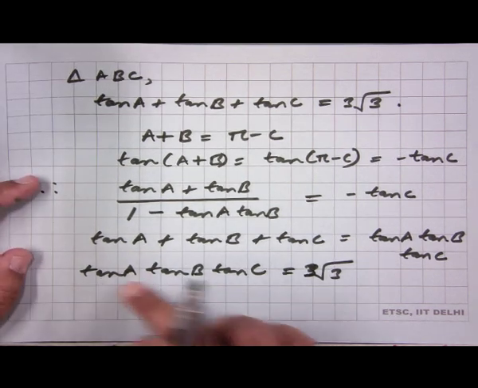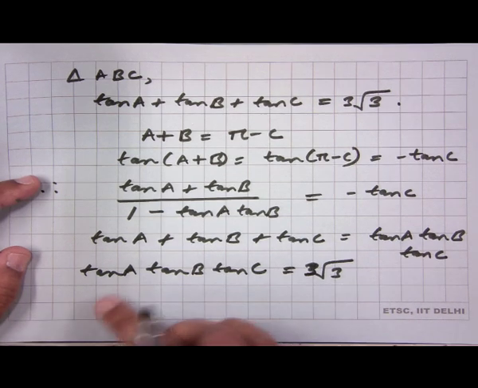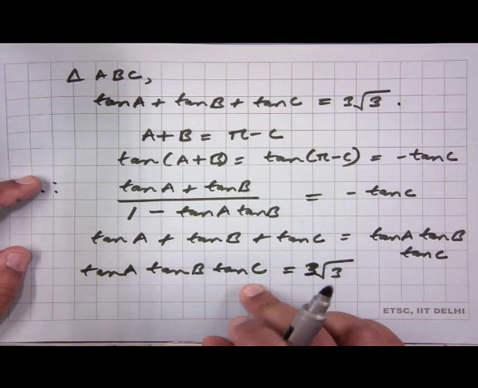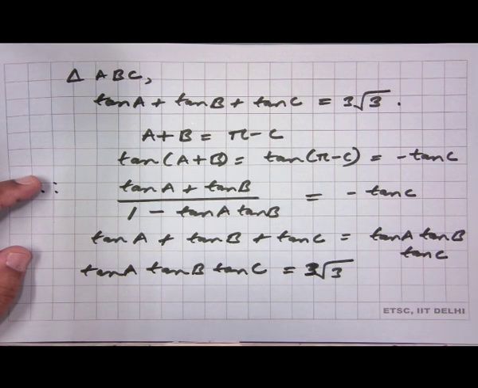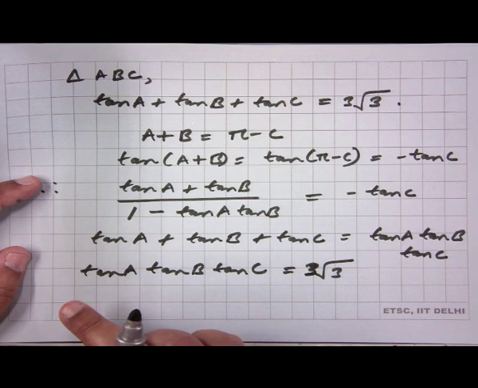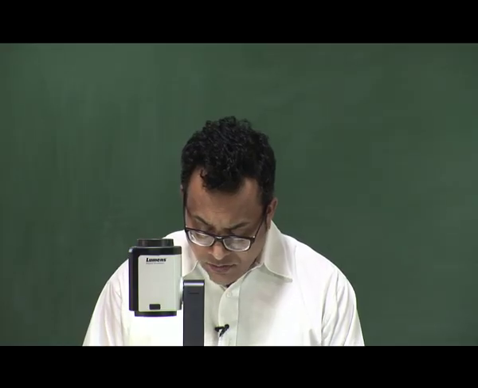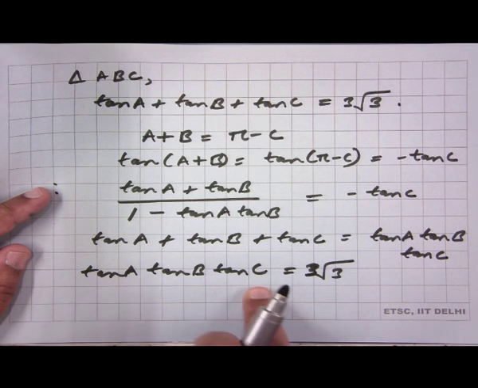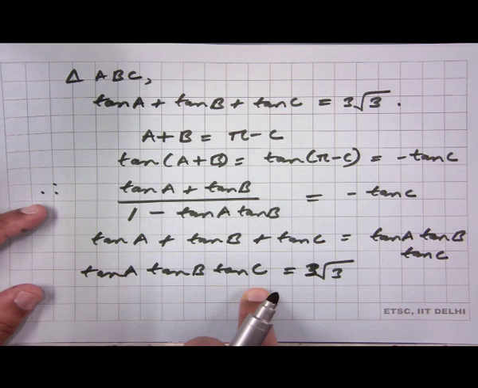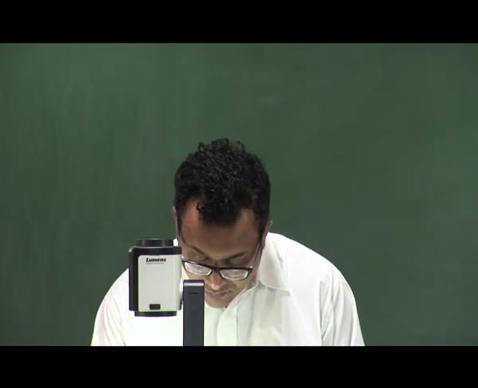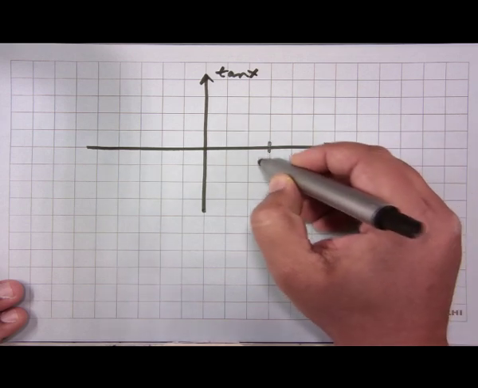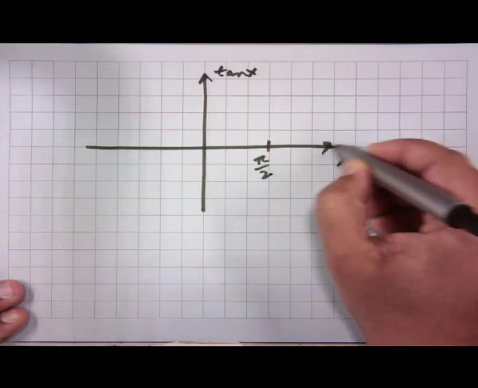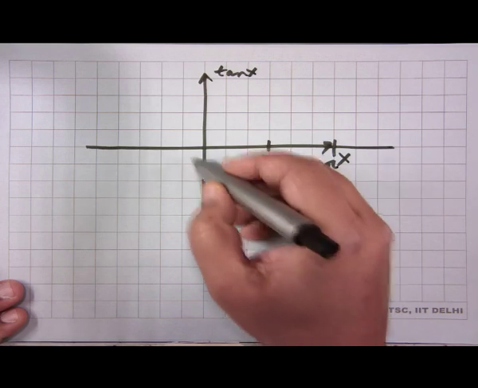So, now this expression is the product of 3 real numbers. The product of 3 real numbers is positive, which implies that either all of them are positive or exactly 2 are negative and the third one is positive. But if exactly 2 of them are negative, it basically means that, because we know that from the graph of the tan function, if we recollect the graph of the tan function, so let us say this is pi by 2 and this is pi, this is 0.